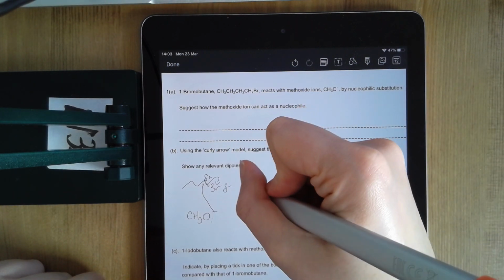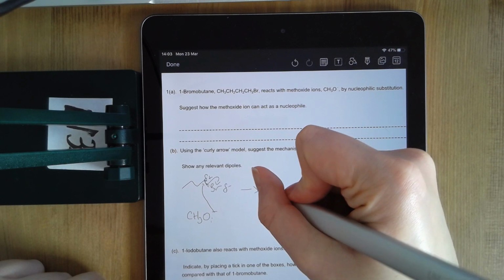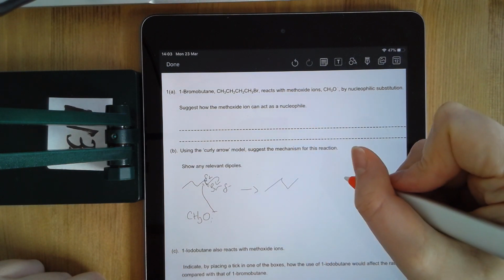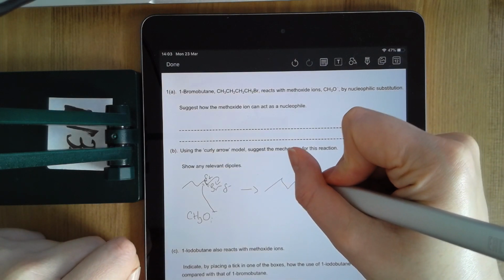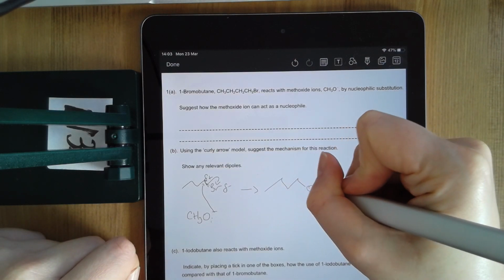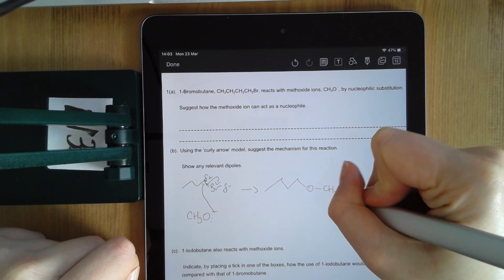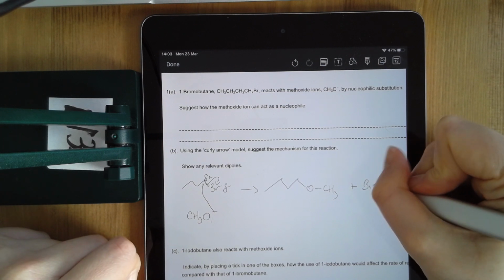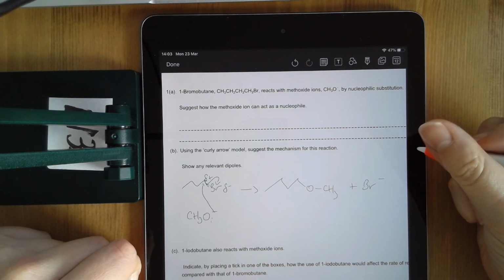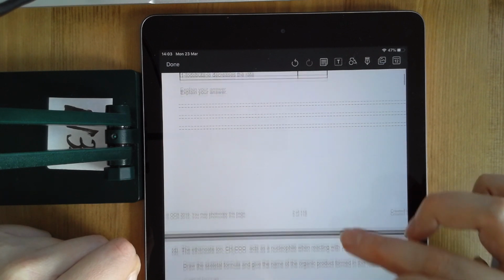To get your 3rd mark, you need to draw the correct product. So I'm going to draw my 4 carbons again. They're untouched, but this carbon-bromine bond has broken, and instead you've now got that carbon bonded to an oxygen, and that oxygen is bonded to a CH3. You have also kicked off the bromine, and the bromine leaves with both electrons, which means it leaves with a negative charge. So all of that is 3 marks.